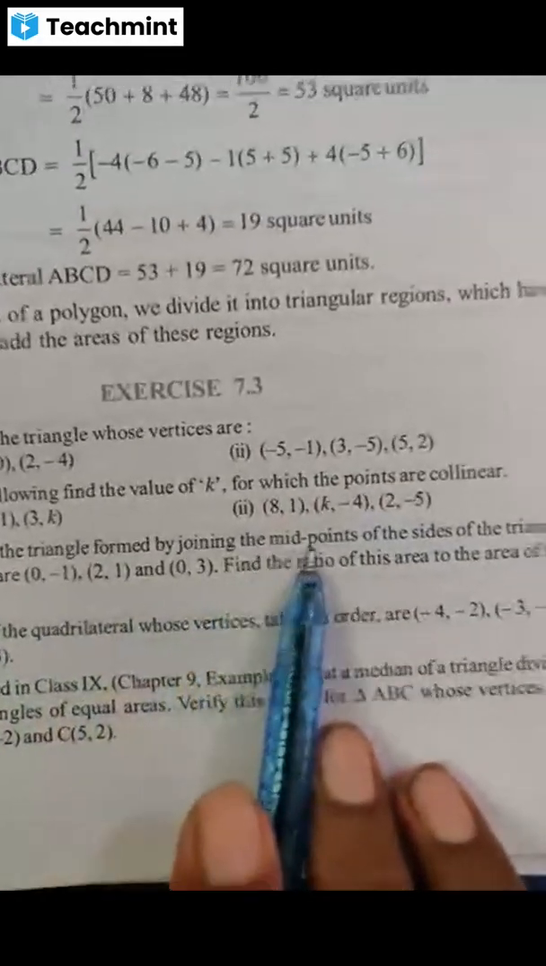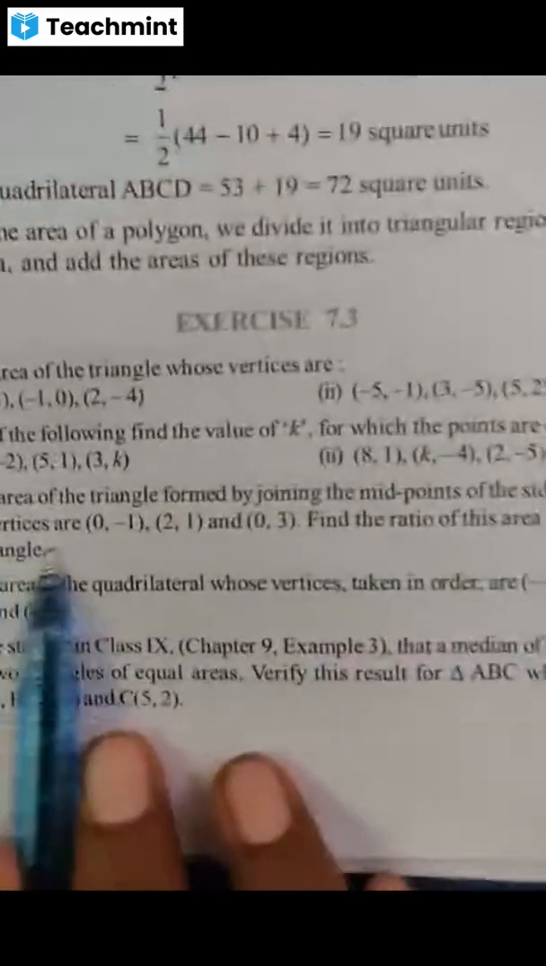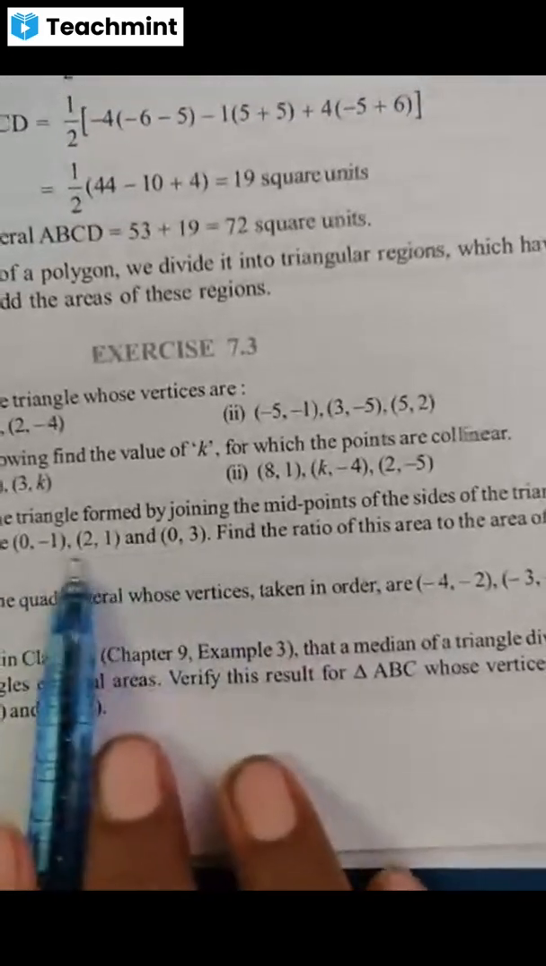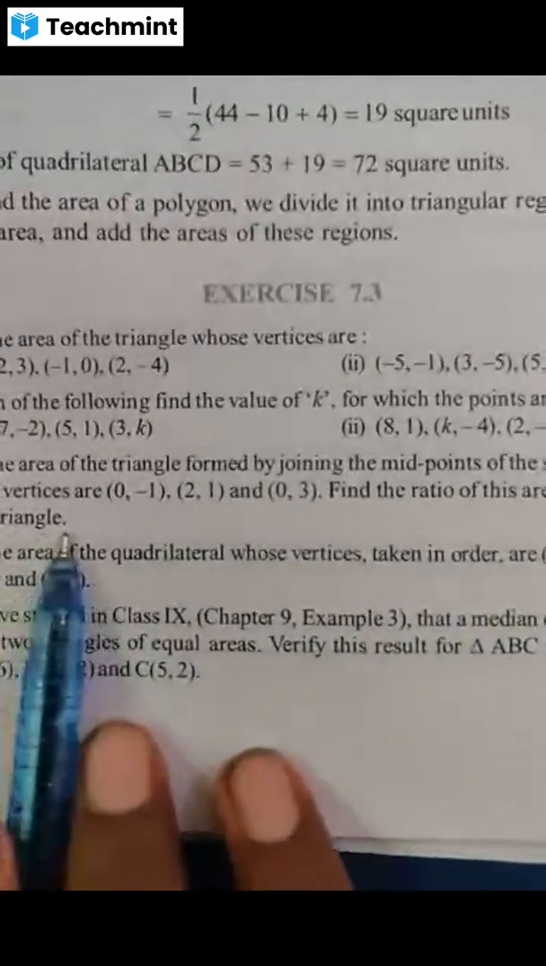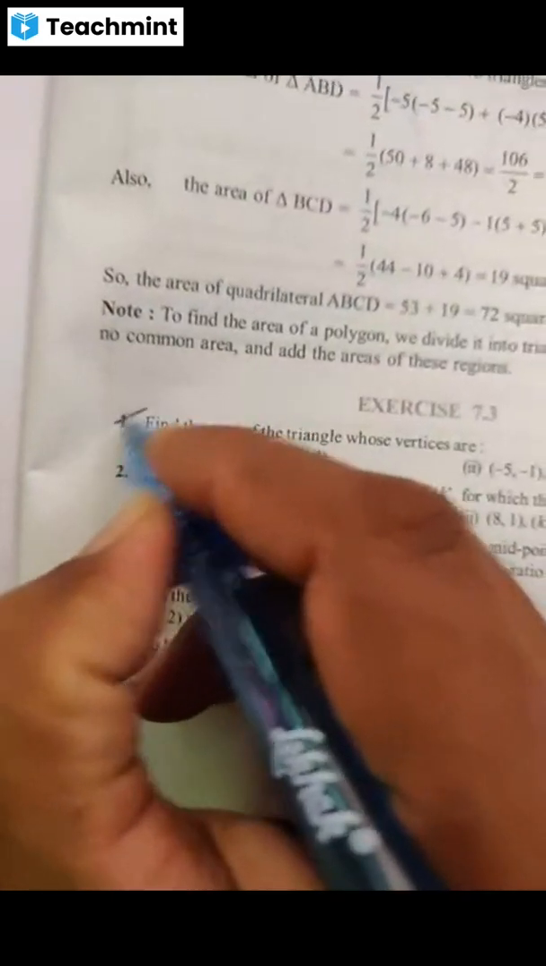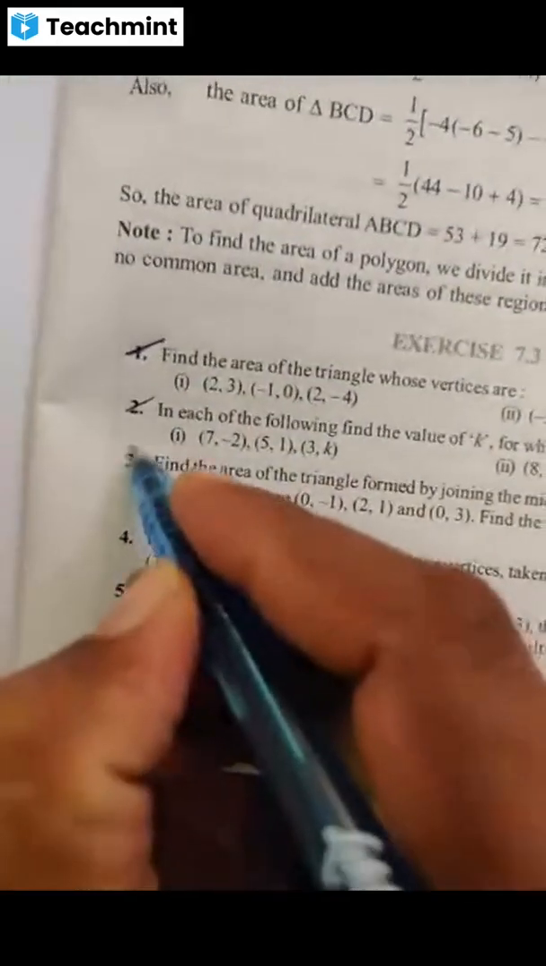Okay, so find the area of the triangle formed by joining the midpoints of the sides of a triangle whose vertices are given. We solved this one. Find the ratio of the area to the area of the given triangle. Solve this one yourself, this one yourself, this one is already solved.